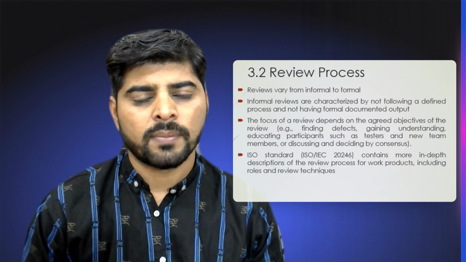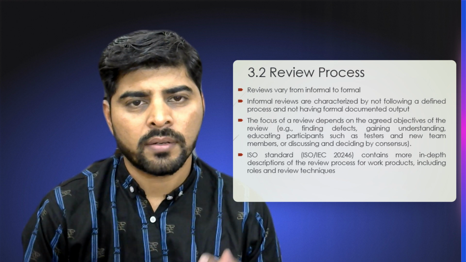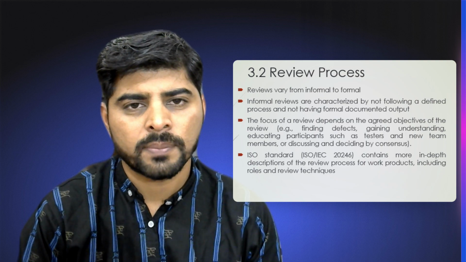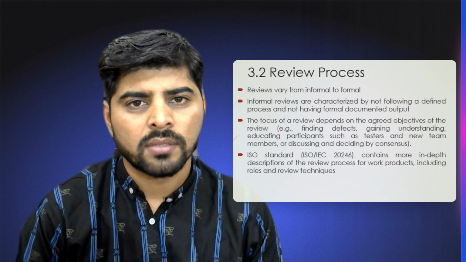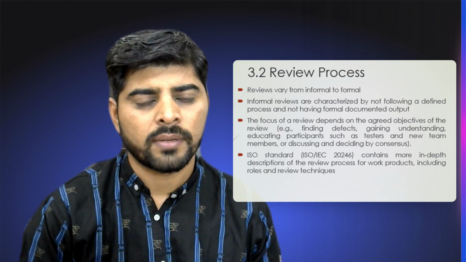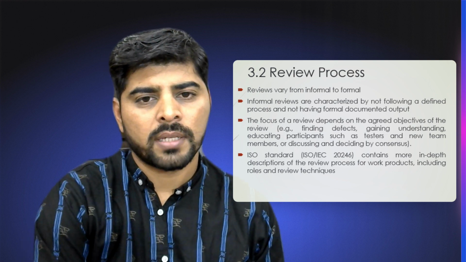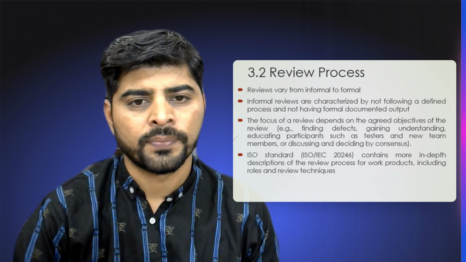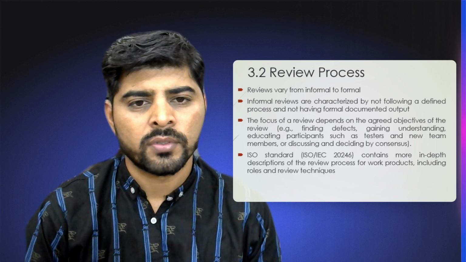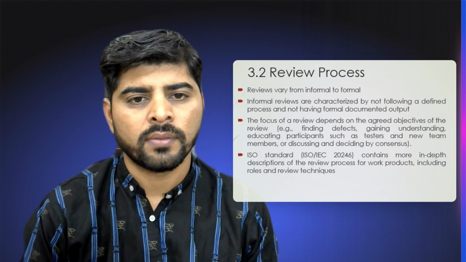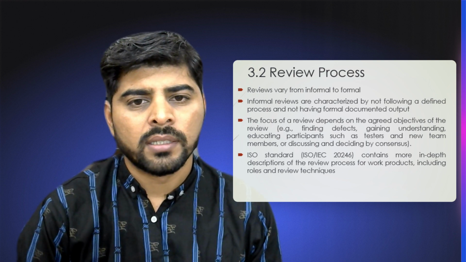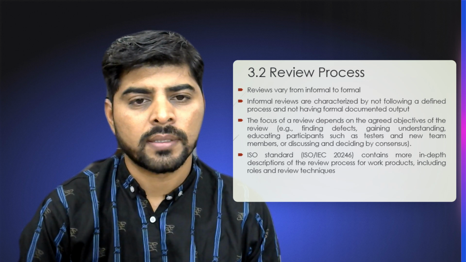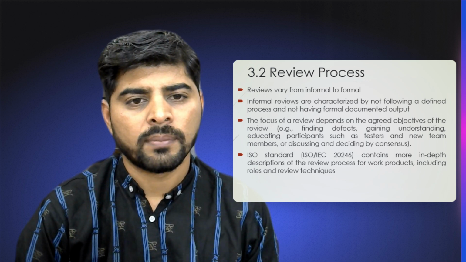For example, two persons, one a QA and one a developer, get together and discuss. The developer has a different perspective, and may be the author of the code, so they get the requirement from QA or the scrum master and so on. The focus of review depends upon the agreed objective of the review. For example, if two people decide just to review the work product, their purpose should be finding defects, gaining understanding, educating participants such as testers or new team members, and discussing and deciding by consensus.